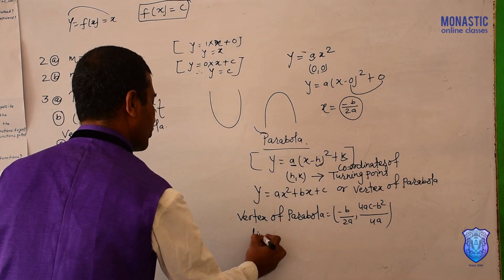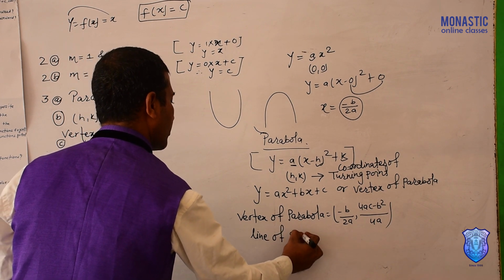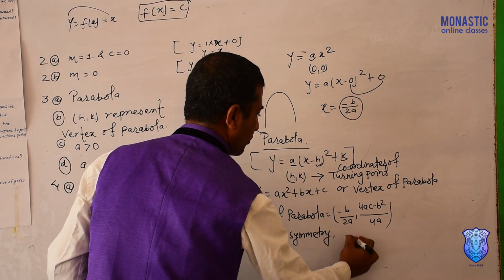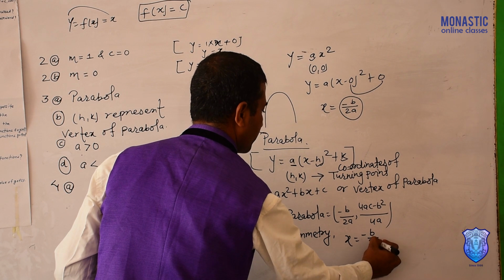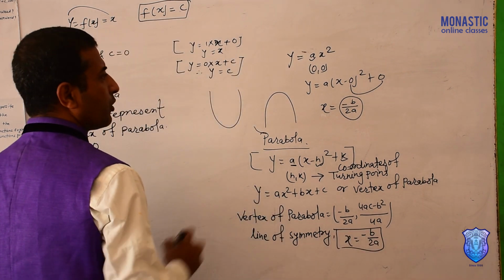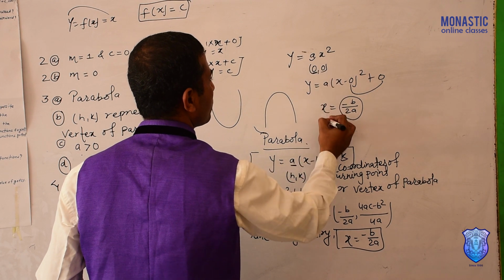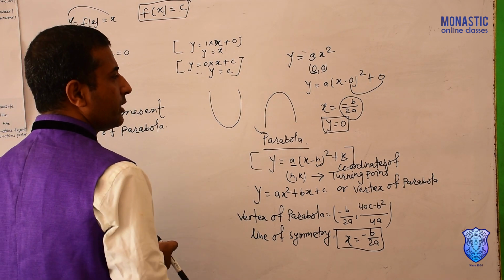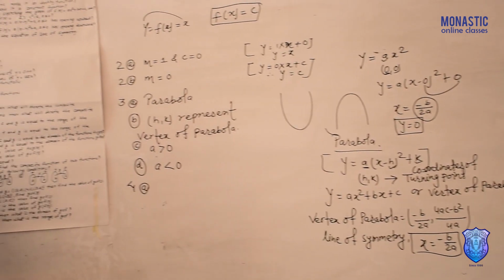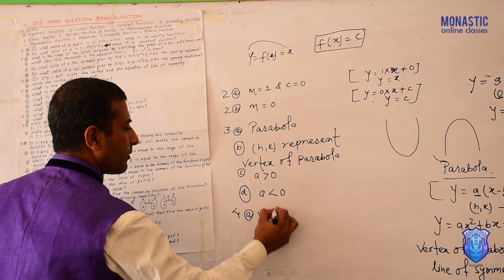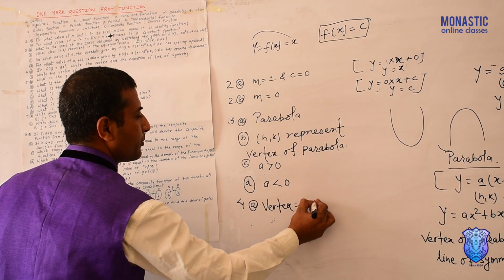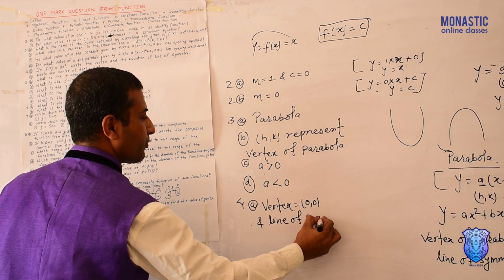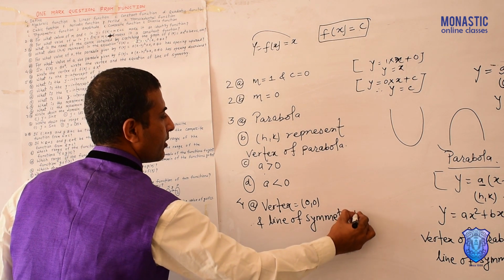And the line of symmetry is x equal to the x coordinate of the vertex of the parabola. So here the x coordinate is 0, so x equal to 0 is the line of symmetry, which is the y-axis, and the vertex of the parabola is 0, 0.